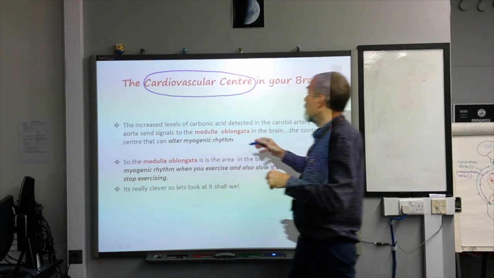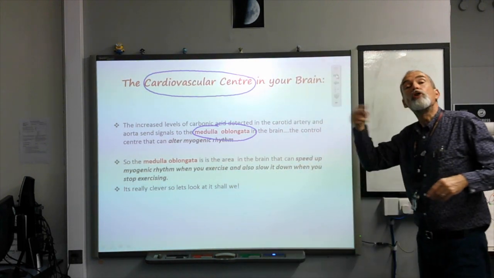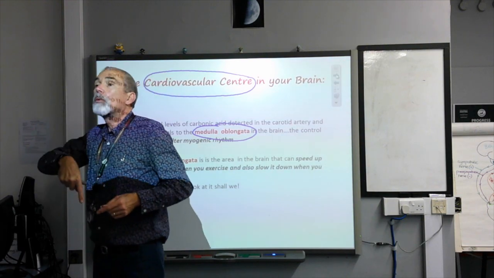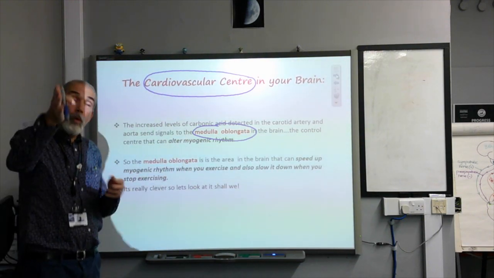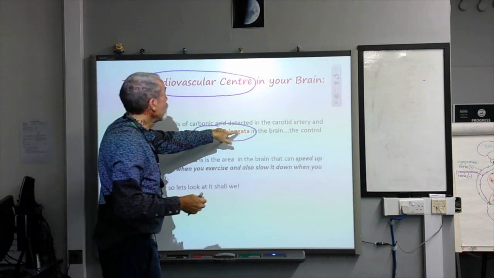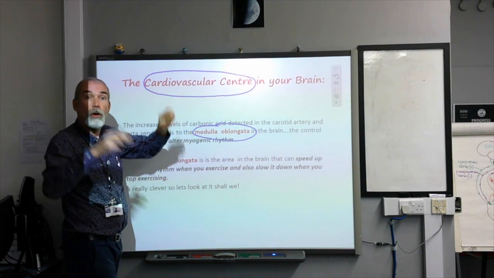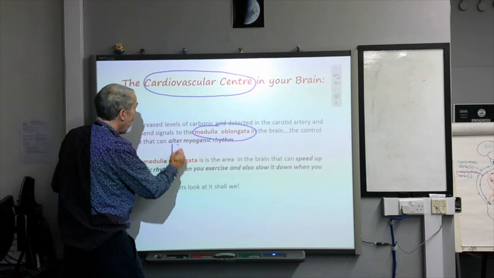We've already said that it is in the medulla oblongata. What we have not said is how this control centre influences the build-up of carbon dioxide in your bloodstream. Quite simply, the medulla oblongata, your cardiovascular centre, is connected by nerves, wires, all the way back down to your heart.